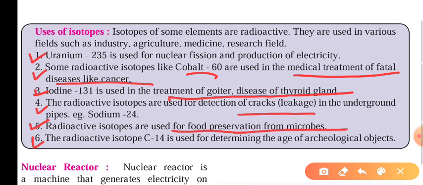Next, the radioactive isotope C14 is used for determining the age of an archaeological object. You might have heard about archaeologists digging and finding something in the earth's crust, and then saying that this particular article is this many years old. How do they come to know? By using the isotope C14, which we call carbon dating.